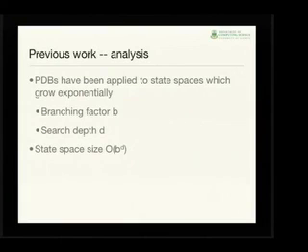So if you want to analyze what's going on with this approach, we say the branching factor is some constant b. And we assume that we're going to search to some depth d. So the size of my state space is then b to the d.